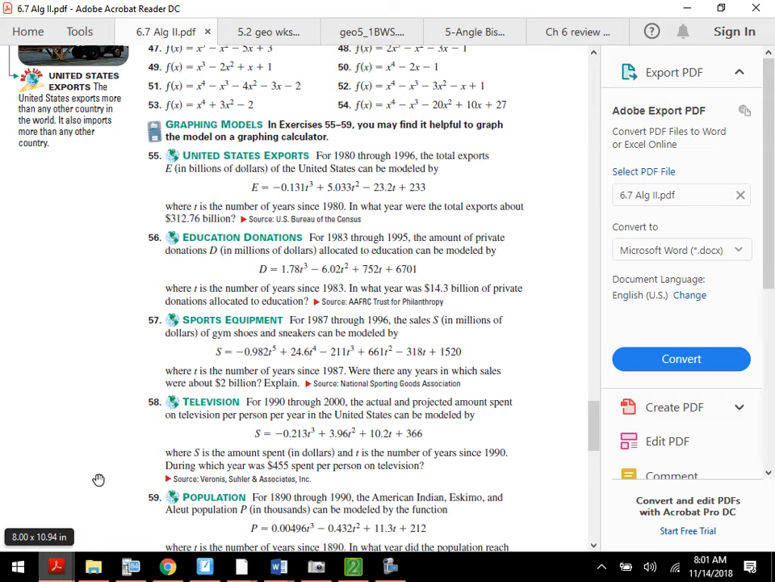So if I go here, it's asking me from the years 80 through 96, exports in billions were modeled by blah, blah, blah. T is the number of years since 1980, which means year 0 is what year? 1980, okay? So in what year were the total exports about, bless you, 312.76 billion? You don't get that.